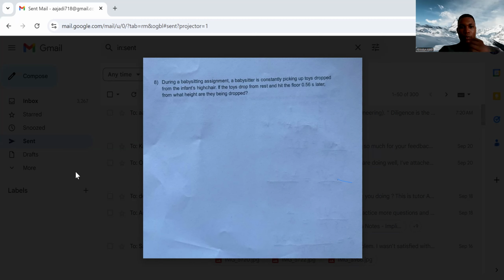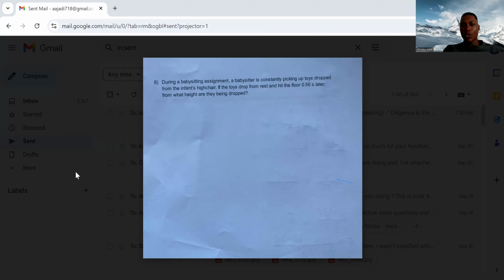So in this class, I'll be solving a question under motion. The question is, during a babysitting assignment, a babysitter is constantly picking up toys dropped from the infant's high chair. If the toys drop from rest and hit the floor 0.56 seconds later, from what height are they being dropped? Now, this is a question under motion, and then we have to use the equations of motion for this question.